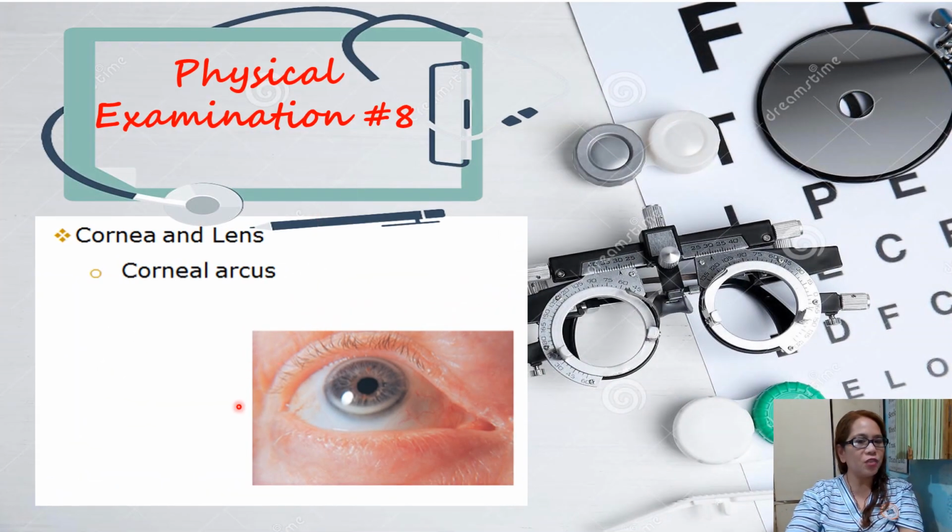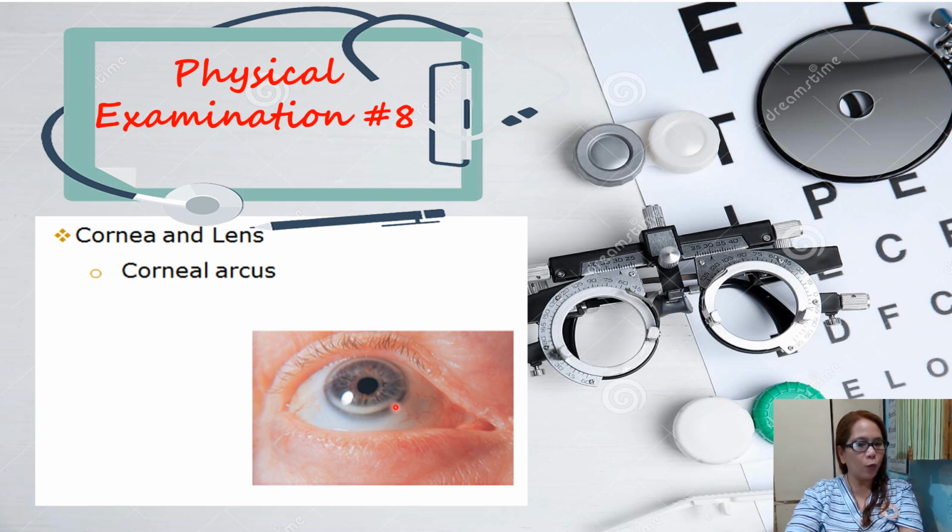And let's proceed to the cornea and the lens. Let's check the cornea and the lens. Ito yung abnormal findings din. Or actually, this is not a significant finding, pero this is not normal. We have the corneal arcus, also known as arcus senilis. This is for seniors, or arcus juvenilis for those under 40 years old. Common siya nakikita sa mga seniors, part of aging.